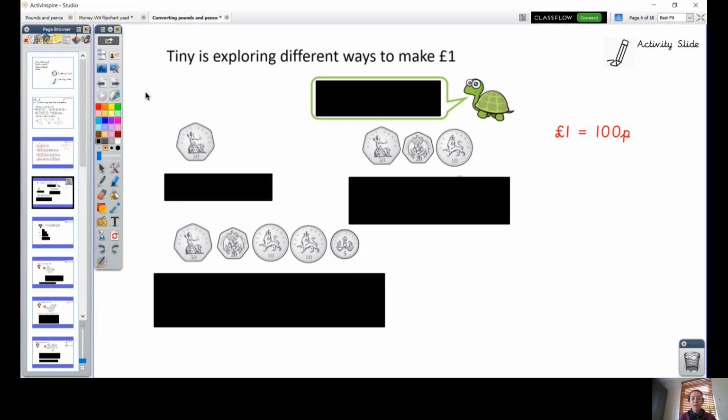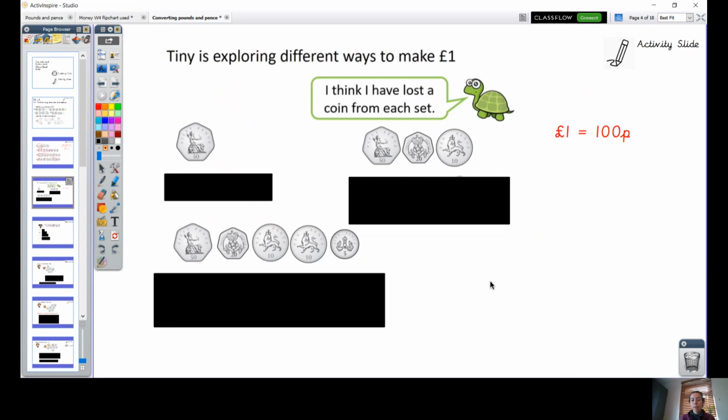Okay, Tiny is exploring different ways to make £1. Can you see how he's grouped his coins? But we can see that something's gone a little bit wrong here. I don't know if you noticed that. Let's find out what's gone wrong. Tiny says, I think I lost a coin from each set.